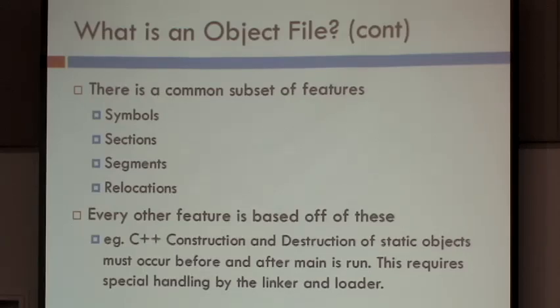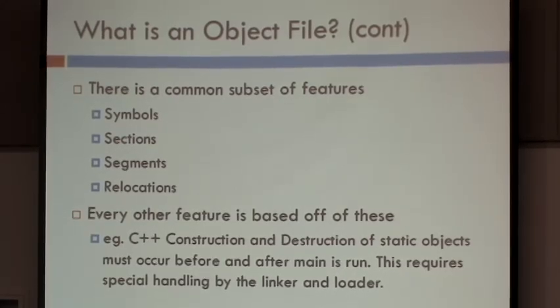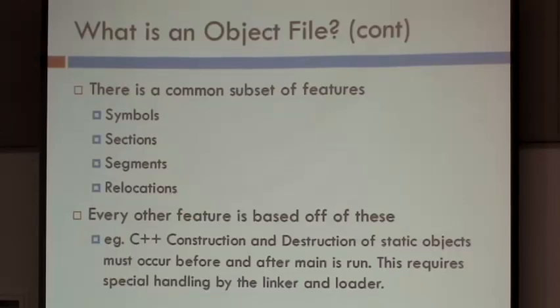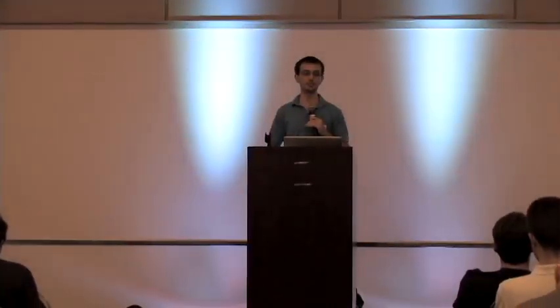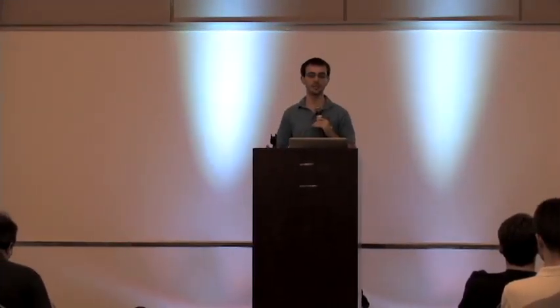So now, every other feature in object files is basically based off of these 4. An example is C++ construction and destruction of static objects. Now, these must occur before main is run, and the destructors have to occur after it's run. And this is trivial for a compiler in a single translation unit that includes main, because it knows where main is. However, if you don't know where main is, then you have to somehow tell the linker to call these functions when main is run.